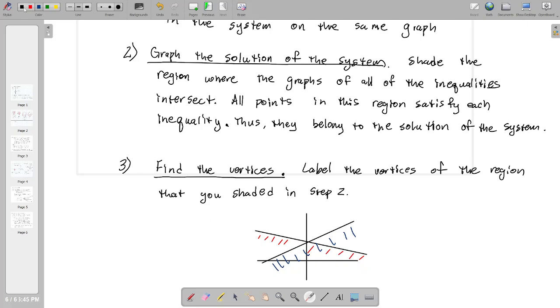And then step 3 refers to the points, the vertices, any sort of intersection point on the boundary. These would be the vertices of the region that we shaded. These points represent a sort of balance for our inequality. And we'll see why we label these in a little bit when we do an application problem.